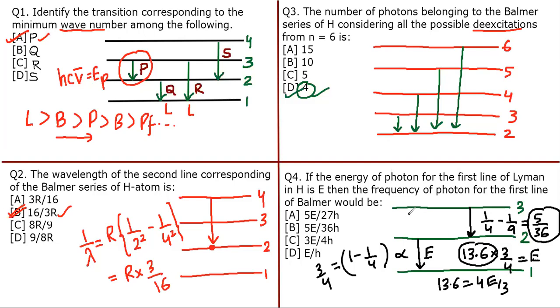But that's the energy of the photon. So we need frequency, so you have to divide by h only. So that's option B. So this is the amazing revision of spectrum and the Bohr model. Thanks a lot.